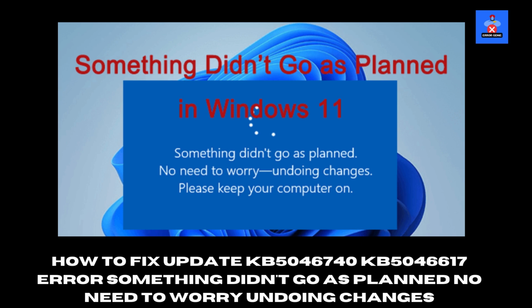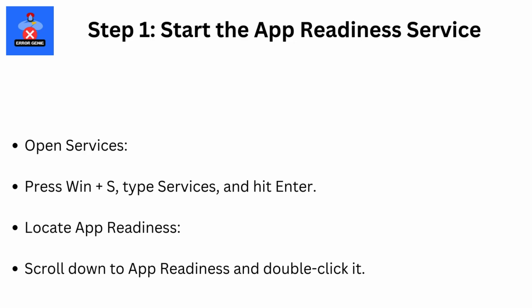If you're facing the dreaded "Something didn't go as planned, undoing changes" error while trying to install updates KB5046740 or KB5046617, you're in the right place. Follow these step-by-step solutions, and let's get your Windows updates back on track.